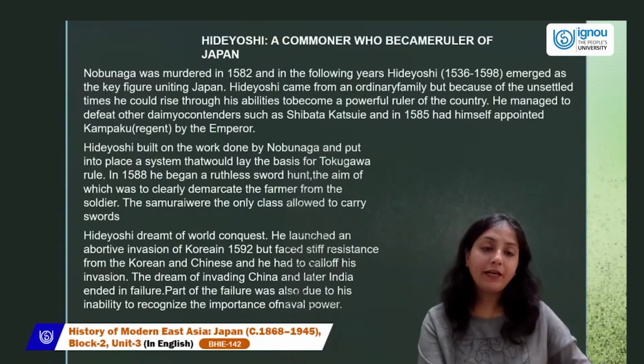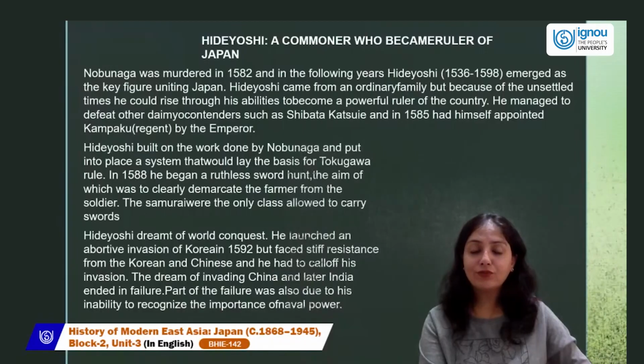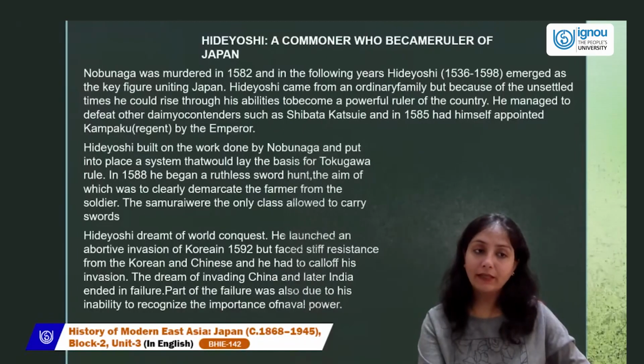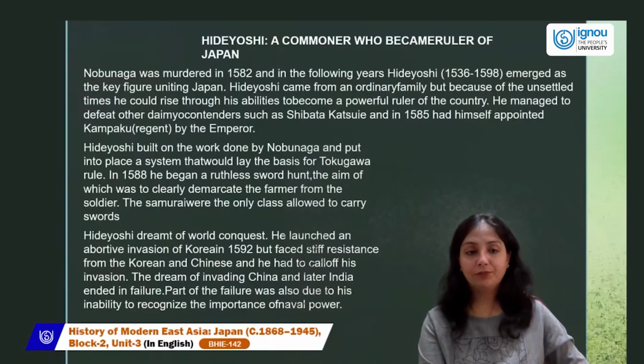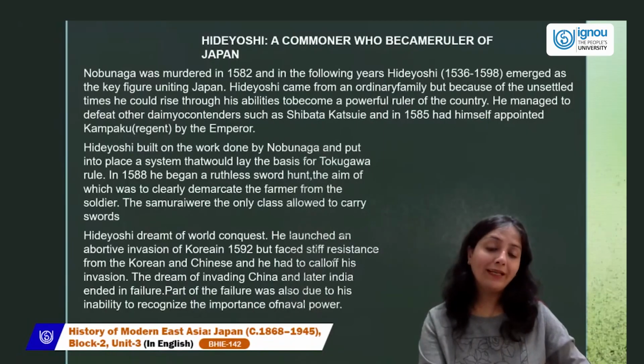In 1588, he began a ruthless sword hunt, the aim of which was to clearly demarcate the farmer from the soldier. The samurai were the only class allowed to carry swords.